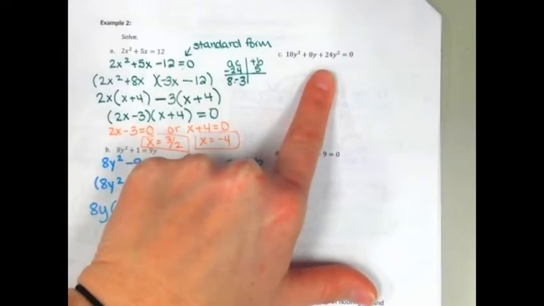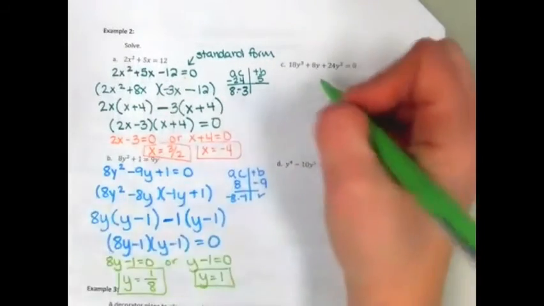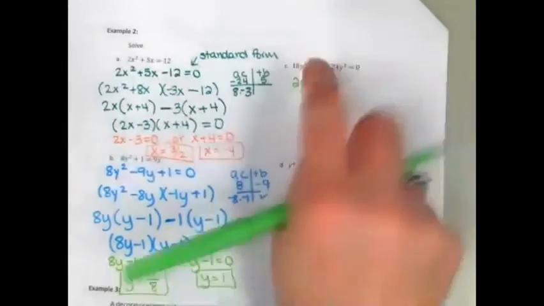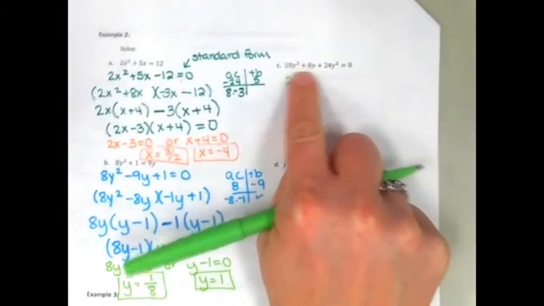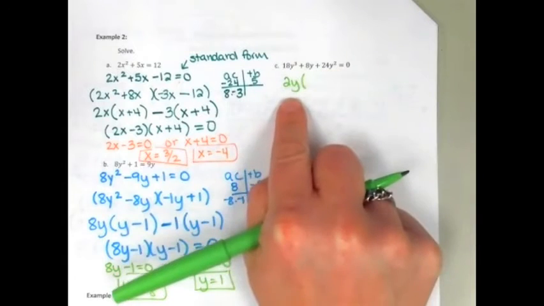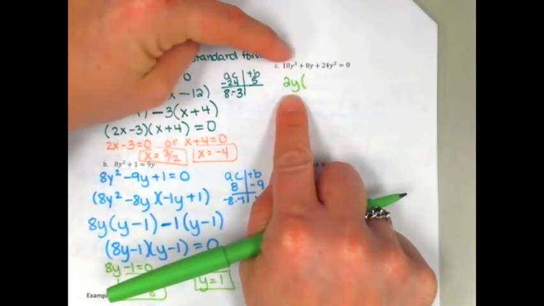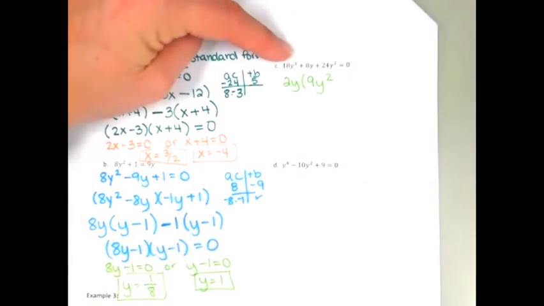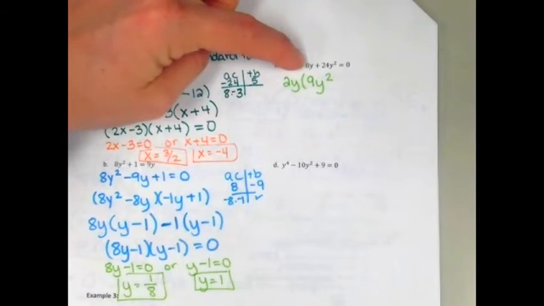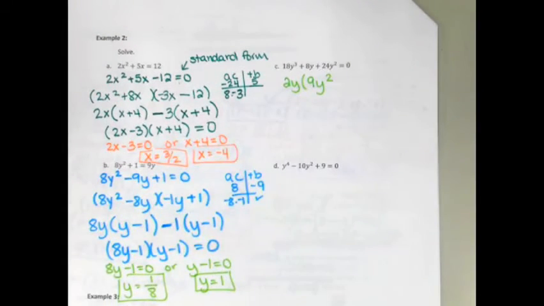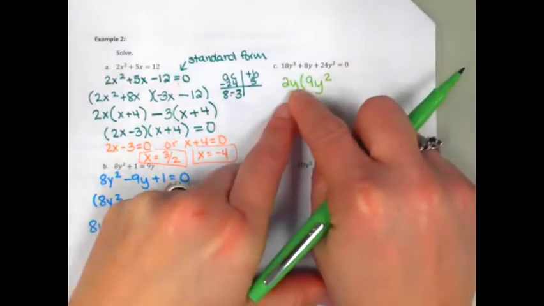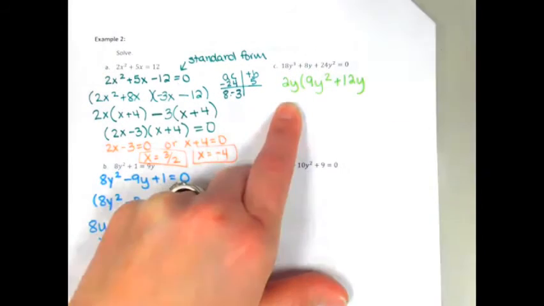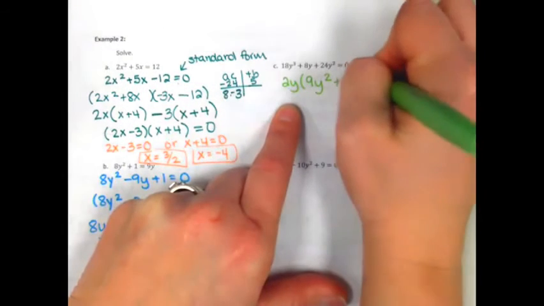Do we have a GCF in C? Yes, what's my GCF in C? 2y. Anything else bigger than that? Nope, just 2y. Okay. Now, are we in standard form here? No, so I'm going to go ahead and write this in standard form when I divide out 2y, if that's okay with you. 18y cubed divided by 2y would be 9y squared, right? What would go next, the 8y or the 24y squared? 24y squared. So what's 24y squared divided by 2y? 12y, right? And then 8y divided by 2y would be 4.